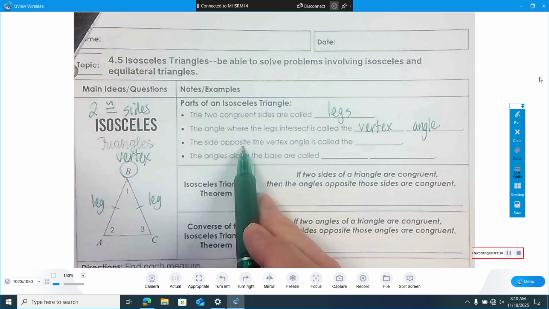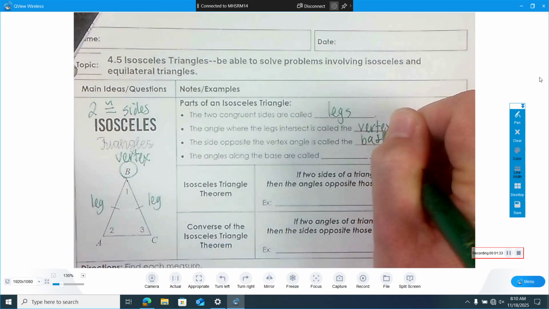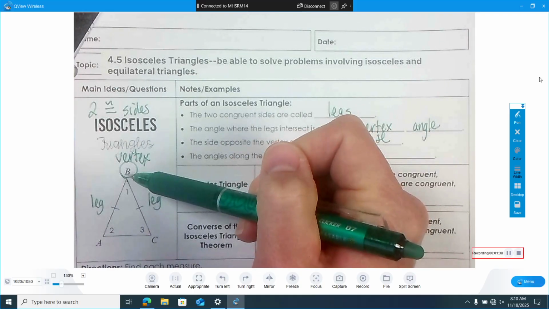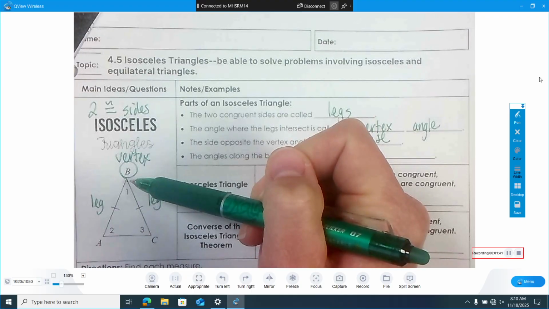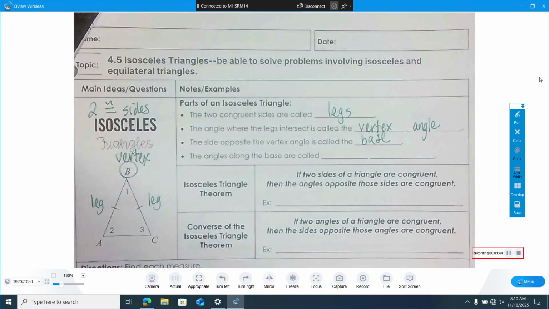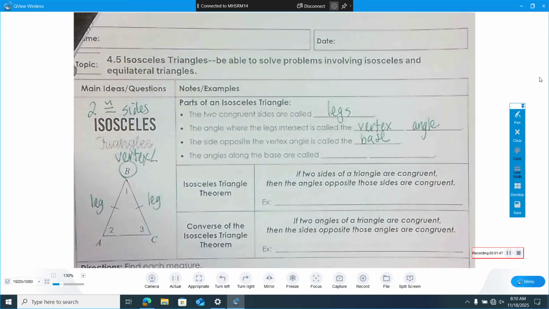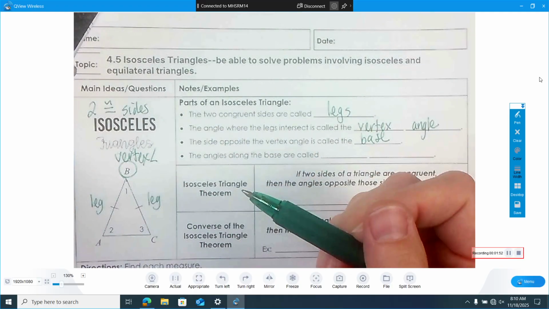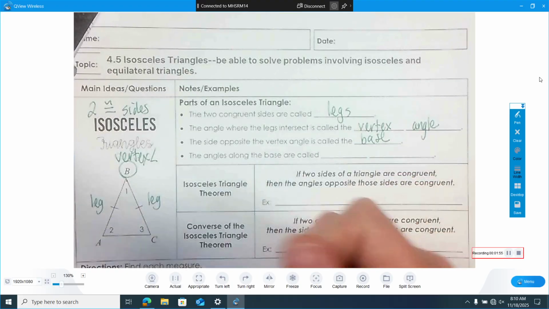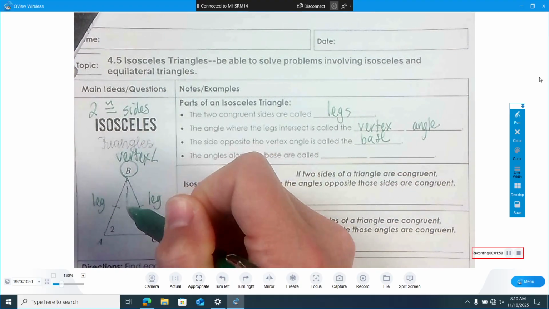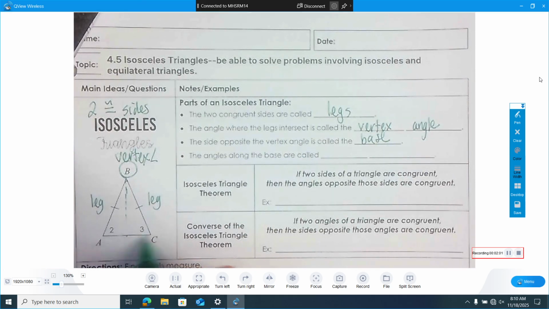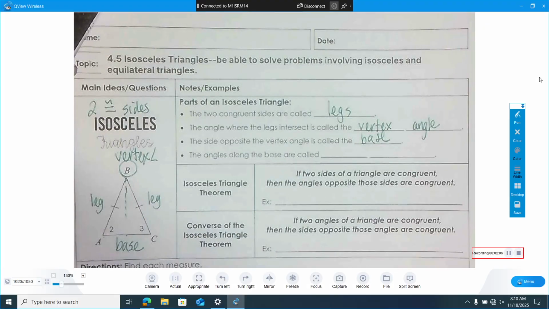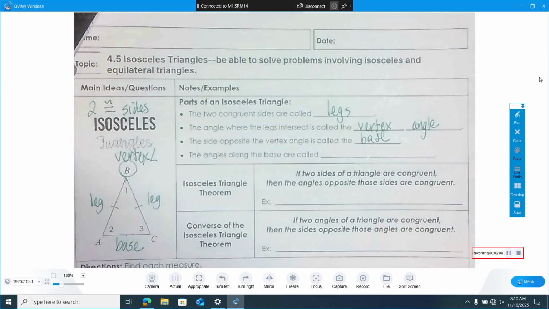The side opposite the vertex angle is called the base. And so if we're here at the vertex angle, where is the opposite side? Bless you. If B is the vertex angle, where is the opposite side? AC, yeah. So here's our vertex, and if you go across the triangle and hit a side, this is the opposite side, and this is then called the base. And so that's important.